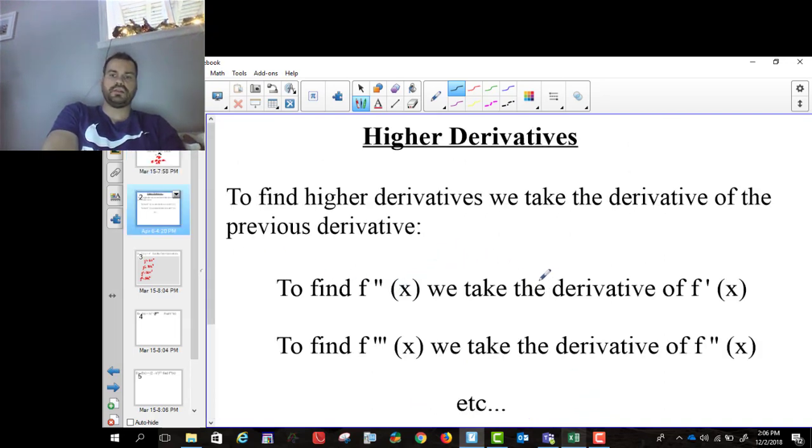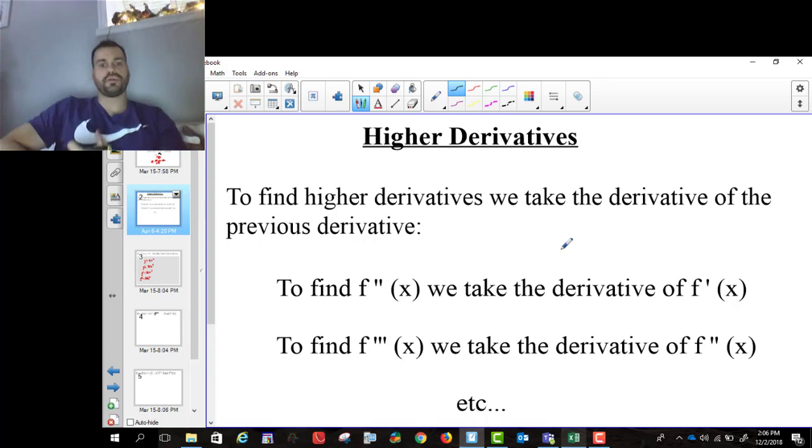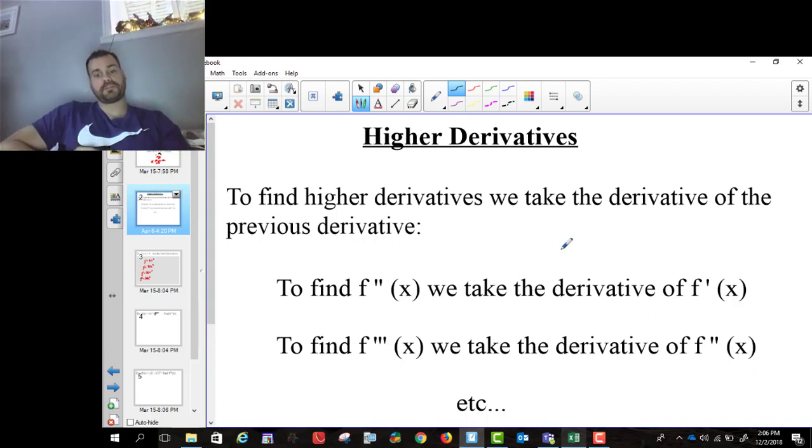Now, how do you find them? All you do, and this is nice, is take the derivative. That's your first derivative. You get the second one: the second derivative, you just take the derivative of the first derivative. So you take the prime of f prime, the derivative of the derivative. If you want the third one, you take the derivative again. And if you want the fourth one, you take the derivative again, and you just keep going.